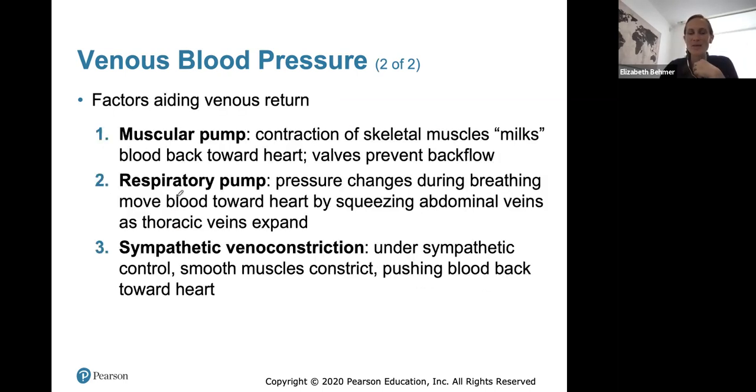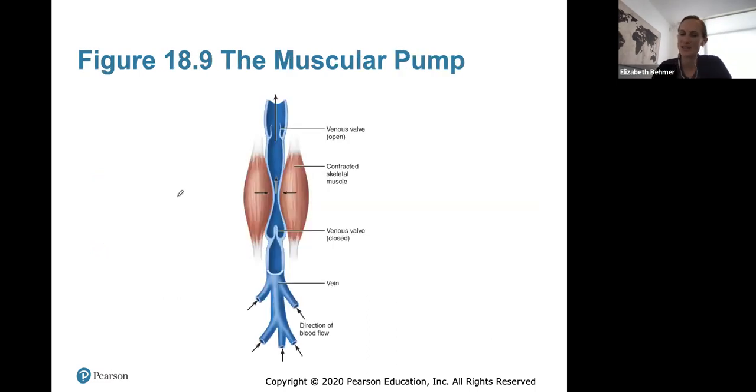And these are more factors to aid venous return back to the heart. The muscular pump is contraction of skeletal muscles to squeeze or milk the blood back to the heart, and the valves prevent backflow. The respiratory pump is pressure changes in the abdominal cavity that squeeze the abdominal veins as the thoracic veins expand to force blood back. And sympathetic venoconstriction: under sympathetic control, smooth muscles can constrict, which pushes blood back toward the heart as well.